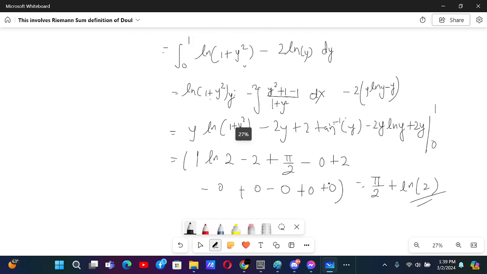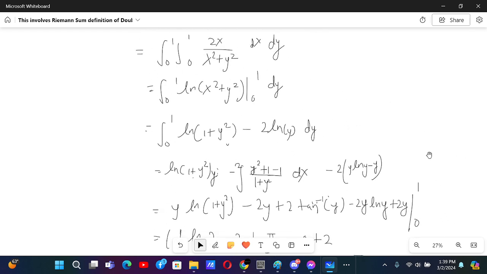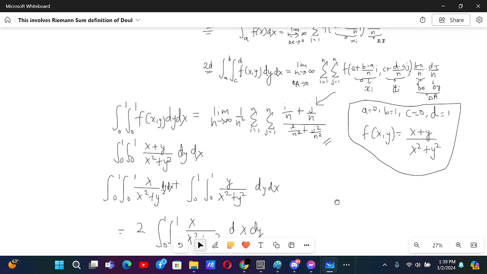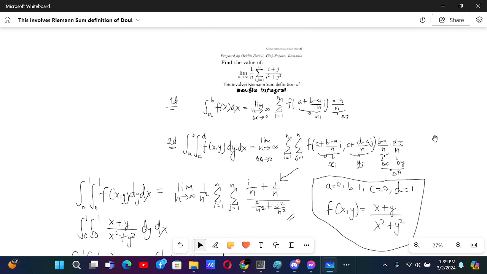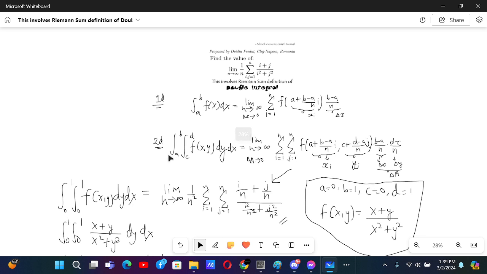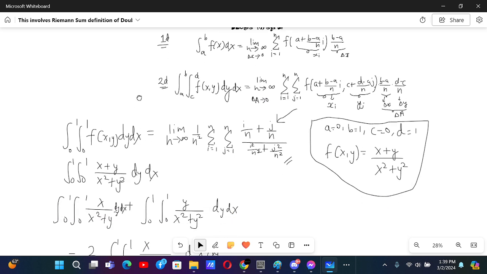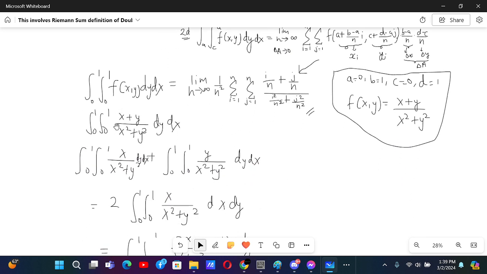This integral was not really difficult after you have changed this into an integral form from the sum. What I wanted to share with you was the definition of the Riemann sum for a double integral. Then we saw that it's symmetric. The limits of integration are all symmetric, so interchanging x and y won't matter. And that's how we solved this problem.